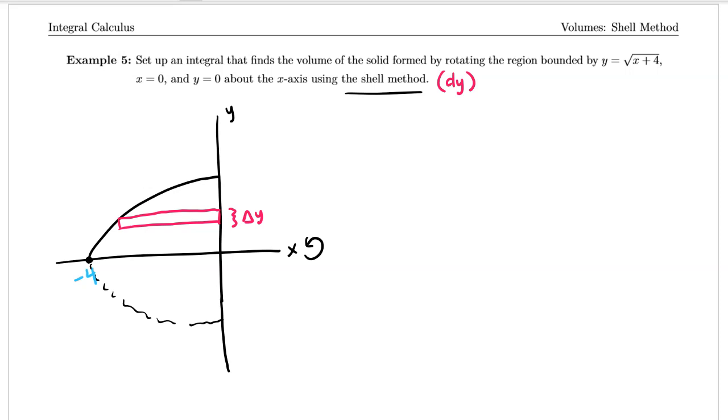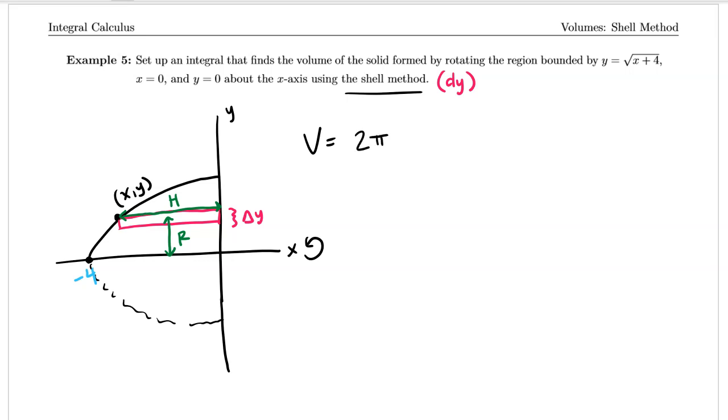So the radius of our shell is the distance between the shell and the axis of rotation. So I want that distance, which I'll call r. And remember, this point here is x comma y. And we also want the height of our shell, which is the distance from our point there to the y-axis. So I'm going to call that our height. And we're going to go ahead and set up our integral.